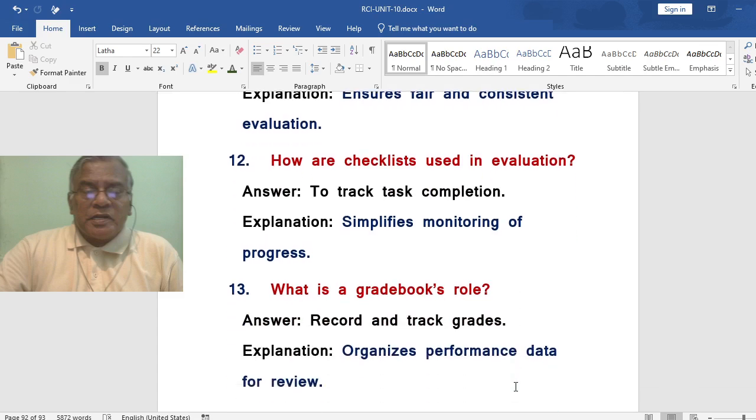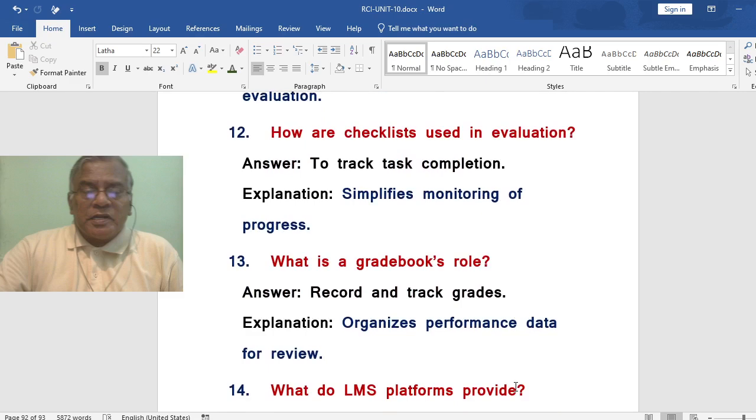How are checklists used in evaluation? To track task completion. It simplifies the monitoring of progress of the students. What is a gradebook's role? Gradebook's role is to record and track grades. It organizes performance data for review.